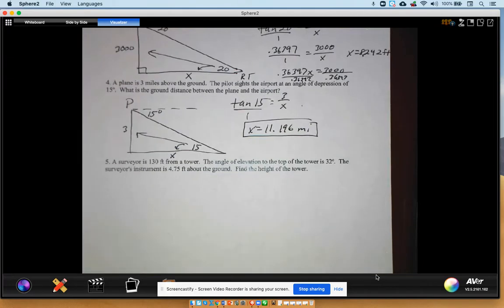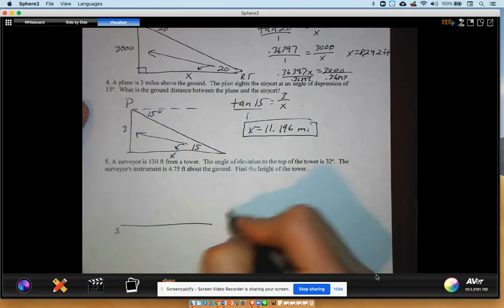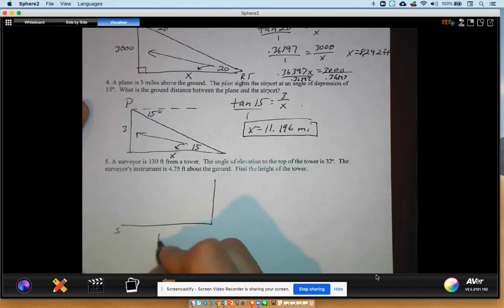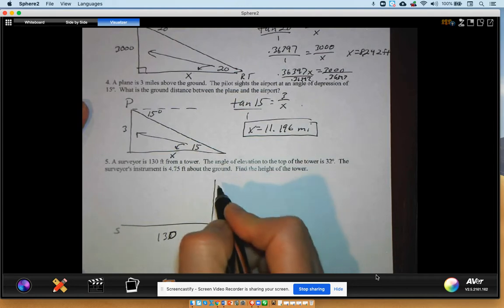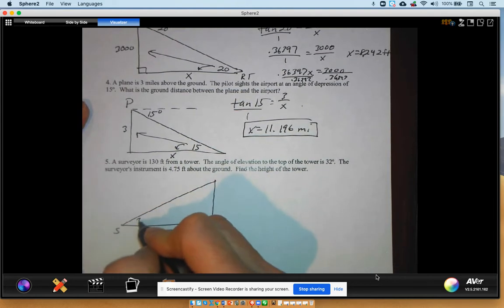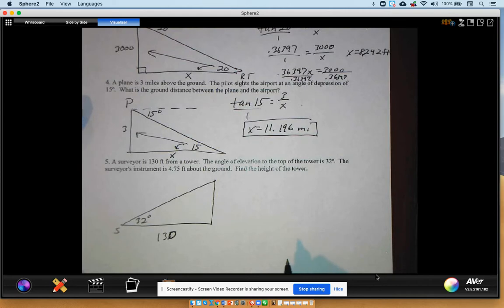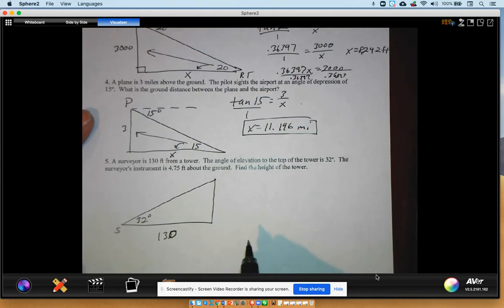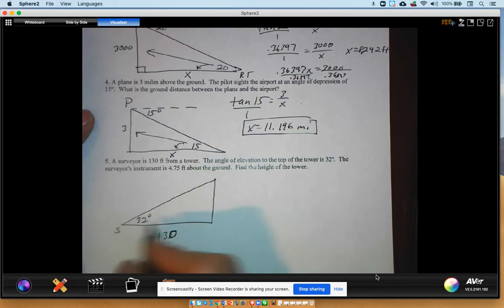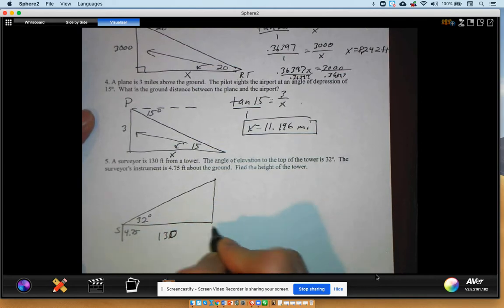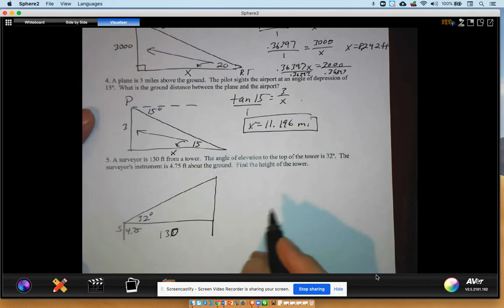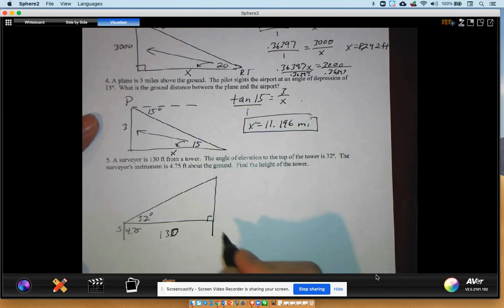And last up, a surveyor is 130 feet from a tower. Here's the surveyor, here's the tower, he's 130 feet away. The angle of elevation of the top of the tower is 32 degrees. The surveyor's instrument is 4.75 feet above the ground. Oh, so we got a little bit of a mess to work with here. Okay, we'll see if we can figure out how to do that. What's the height of the tower?